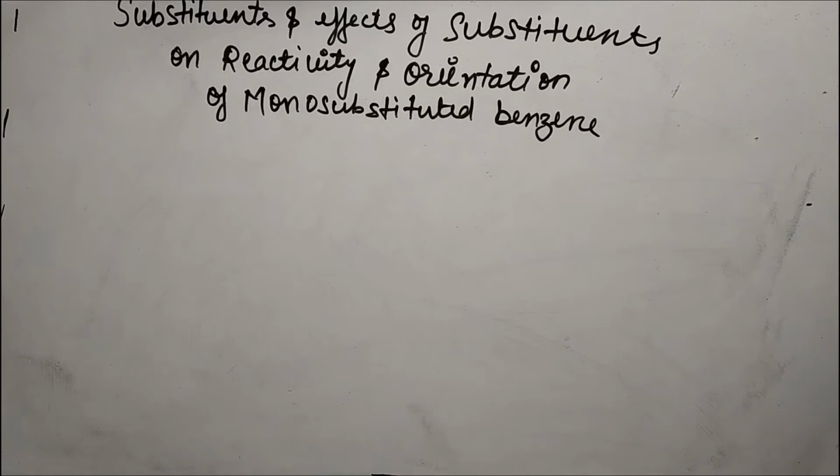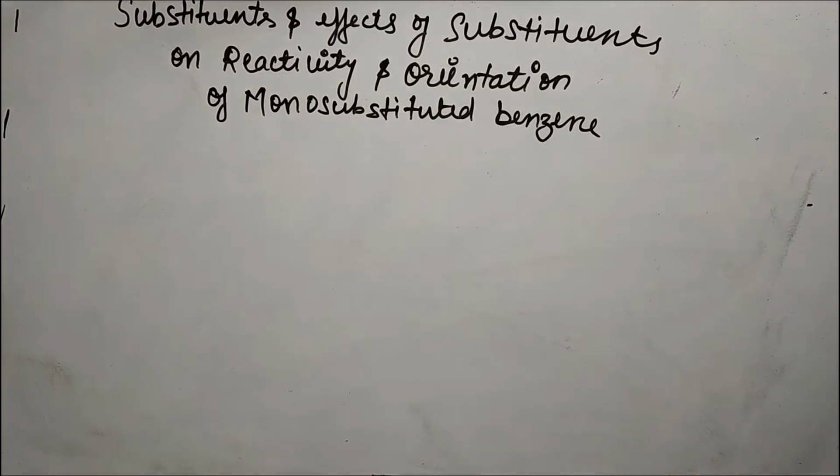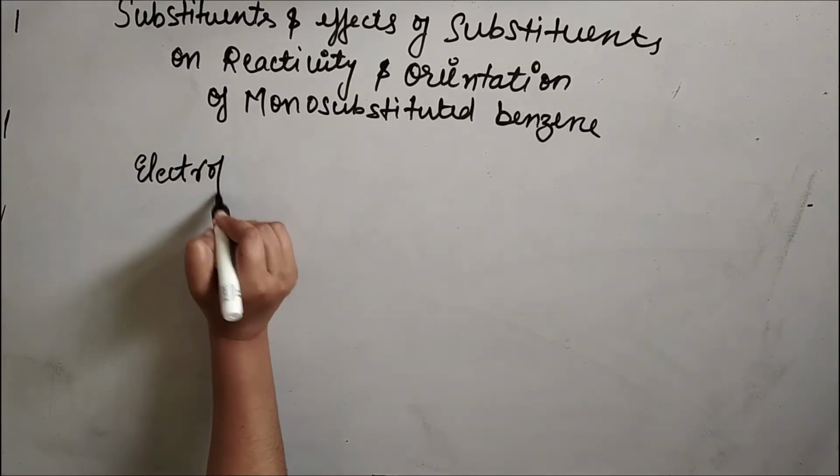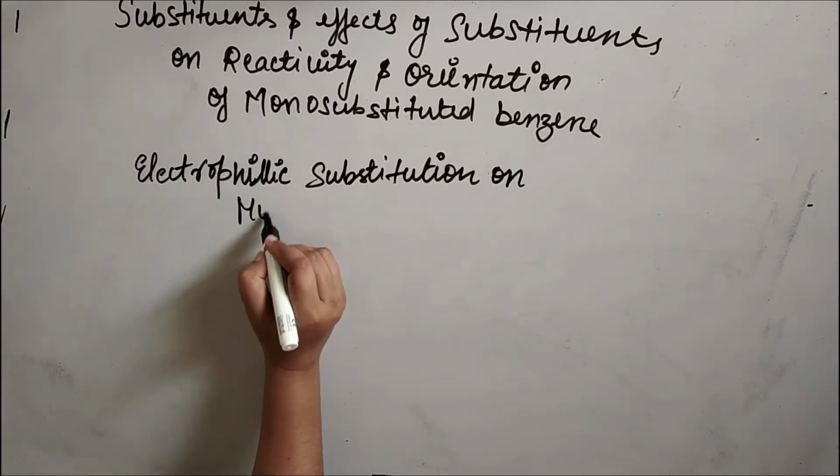In this video, I am going to explain the substituents and the effect of substituents on reactivity and orientation on a monosubstituted benzene ring. In this topic, we will study the monosubstituted benzene ring and how other substituents react on the benzene ring. This reaction is also called an electrophilic substitution reaction on a monosubstituted benzene ring.